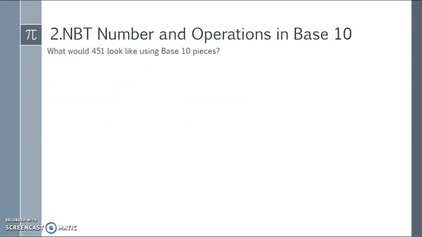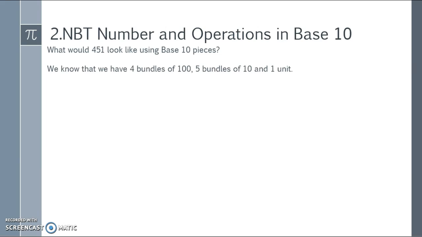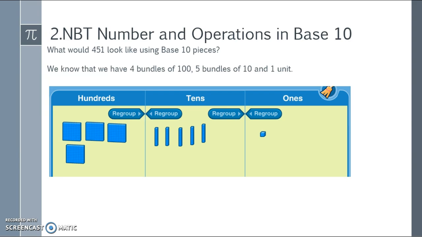What would 451 look like using base 10 pieces? We know that we have 4 bundles of 100, 5 bundles of 10, and 1 unit. So I need 4 hundreds, 5 tens, and 1 one. We read this as 451.